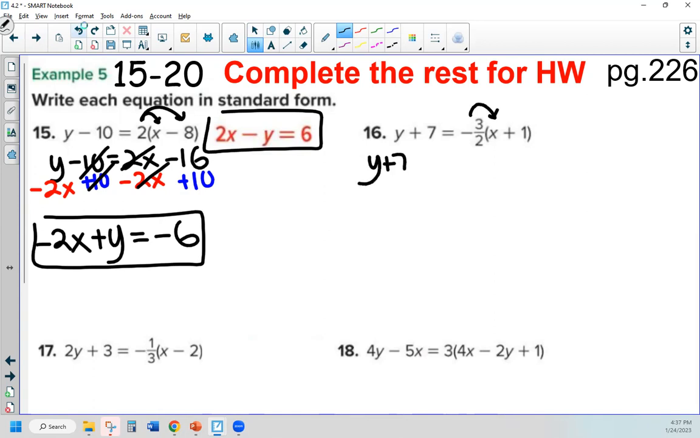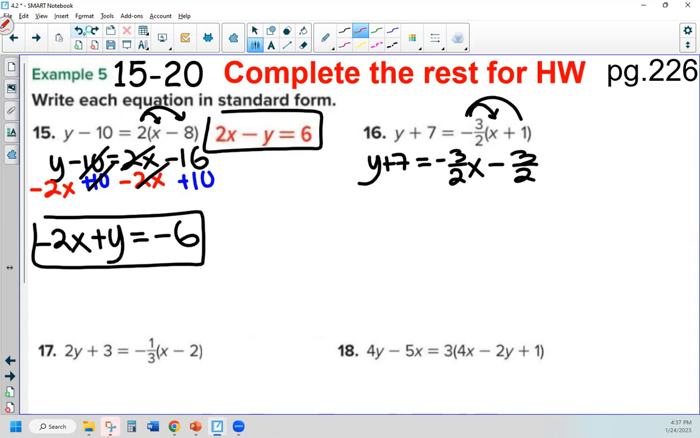So y plus 7 equals -3/2 times x is -3/2x. I don't know why I just put the parentheses there. And then we got a negative times a positive is a negative, and 3/2 times 1 is just 3/2. All right, so let's talk about this. What do we see here?